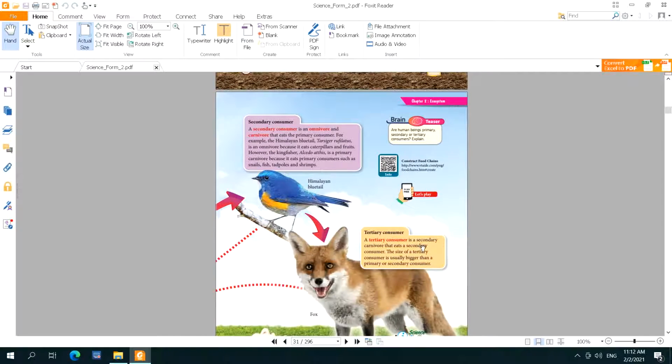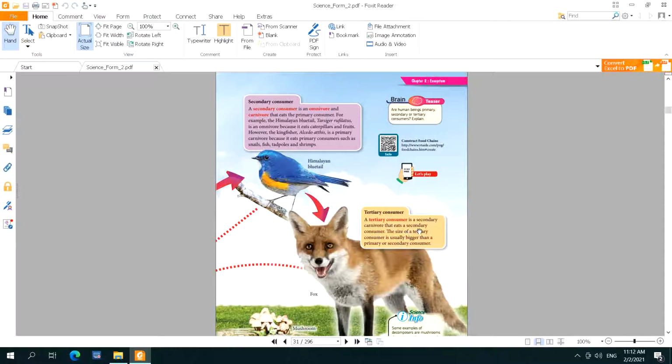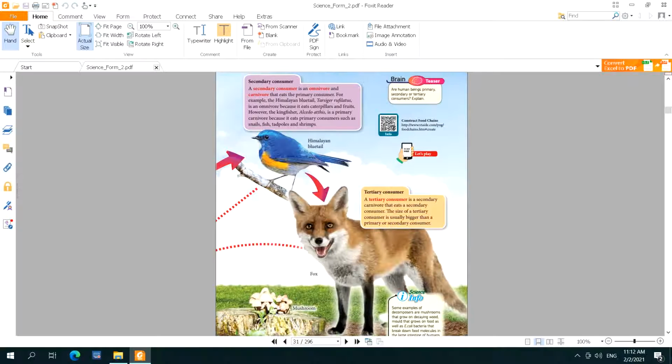And then we go to tertiary consumer. What is tertiary consumer? It is a secondary carnivore that eats a secondary consumer. It's very easy to remember. Tertiary consumer means consumer that eats secondary consumer. An organism that eats secondary consumer will be a tertiary consumer. The size of the tertiary consumer is usually bigger than a primary or secondary consumer.